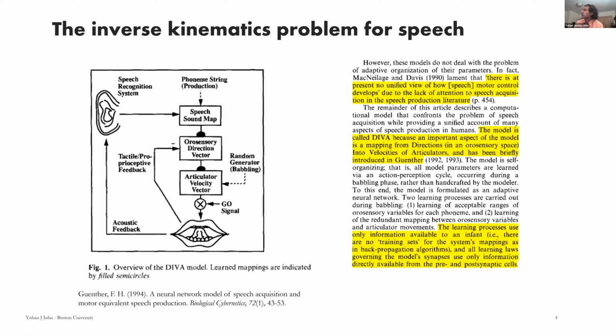So it's doing what I just said, basically the babbling and learning these mappings, and the learning process uses only information available to an infant. So there are no training sets for the system's mappings as in backpropagation algorithms. And all learning laws governing the model synapses use only information directly available from the pre and postsynaptic cells. So the learning is local. There's no moving errors around or doing anything non-local. So to the extent that it works, it does things using constraints that we kind of want neural models to obey.